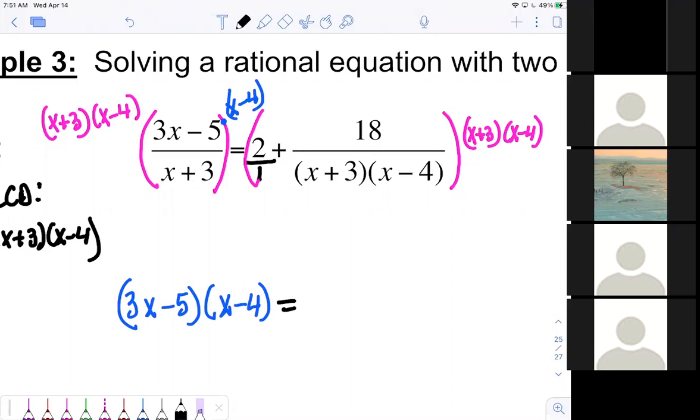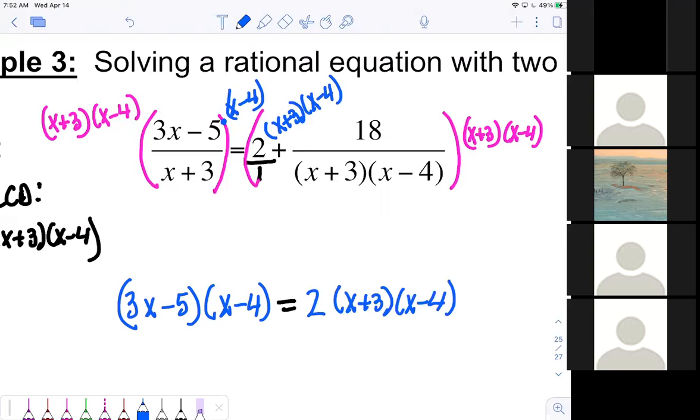Faith, how about the 2? The 2 only has a 1 on the bottom. So what is that 2 going to be multiplied by? Least common denominator. Yeah, exactly. So the whole least common denominator, because it doesn't have any parts. So we have the 2, and then the x plus 3, x minus 4. So the entire least common denominator.